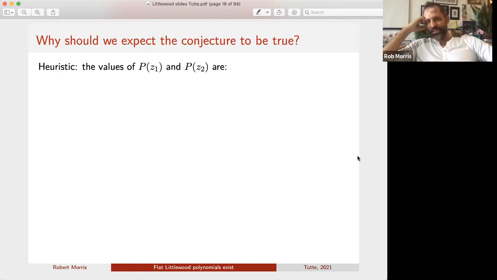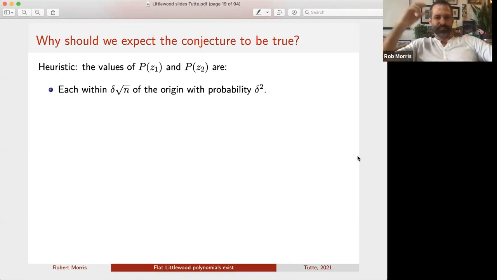How about a heuristic? How should we think about this problem? Let's think about two points on the circle and their images under this polynomial. By this idea that it should be roughly Gaussian, if we pick the polynomial randomly, then the position of the polynomial should be roughly Gaussian. Then each of them should be within this circle of radius delta root n with probability about delta squared. That's the area of this circle about the origin.